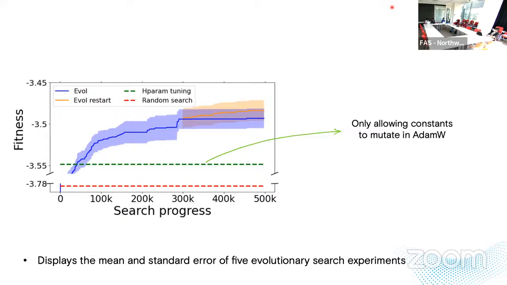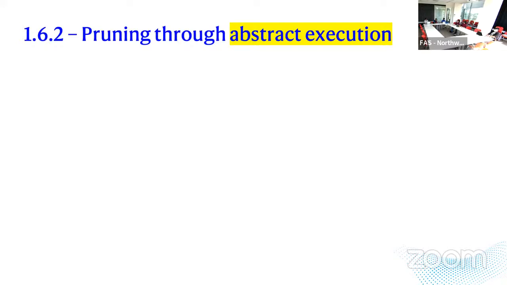Even so, running for 300,000 steps means that at each step we train two models. So yeah, that's a very important question. I didn't even notice that. However, as this seems very inefficient, they come up with a very nice step which they call pruning through abstract execution.